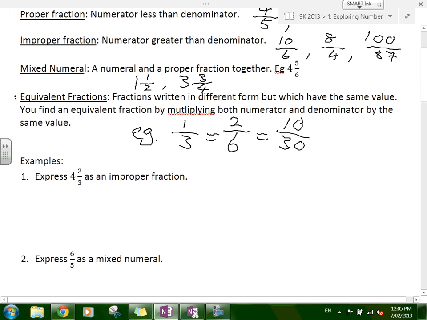So I'm just doing a couple of examples. The first thing is, what happens when you have 4 and 2/3 and you want to write it as an improper fraction? Before I get into this, I need to say something. Everybody get a calculator out. I'll go through the first one with everybody.